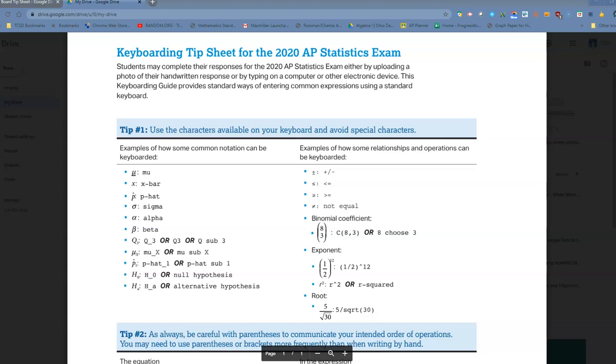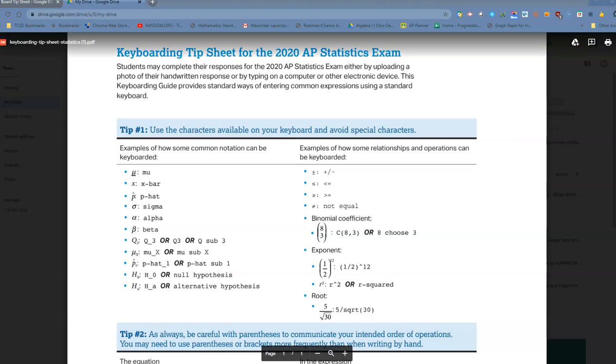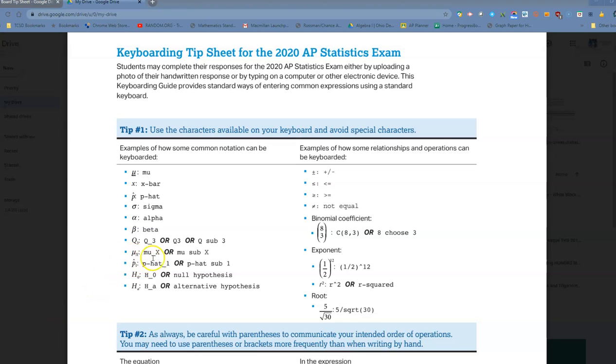So here is the keyboard tip sheet, and I will include a link to this in the description of this video if you haven't already looked at it. It really does go through how you could type this stuff. For example, mu. If you need to type in mu, just type in mu. X bar, X hyphen bar. It gives you a whole bunch of stuff here. Even subscripts. If you want to do mu with the subscript X, you could do mu underscore X or mu sub X.